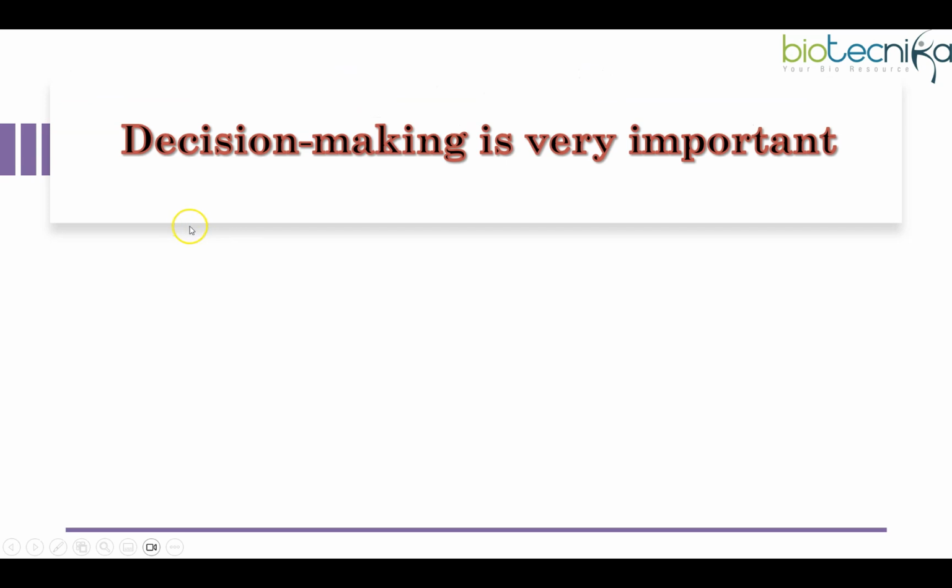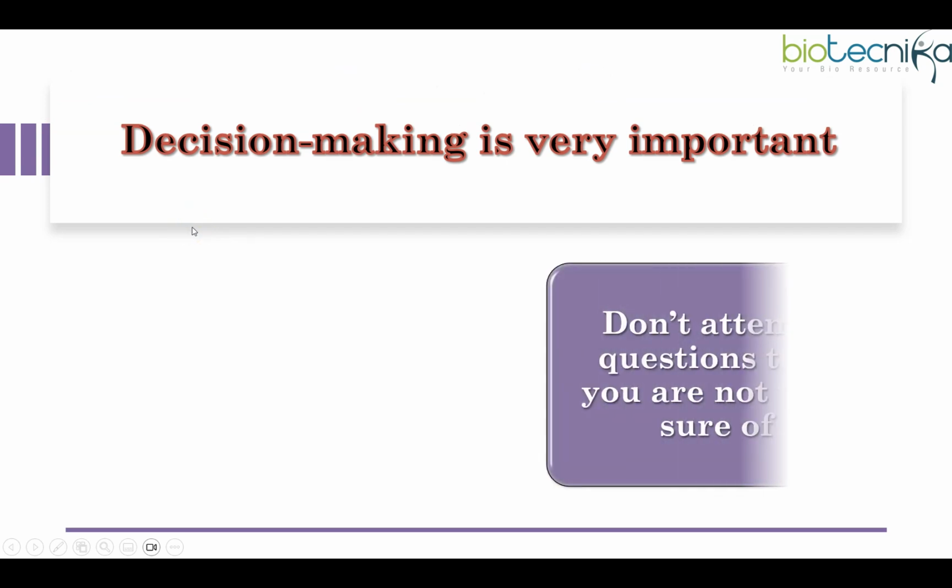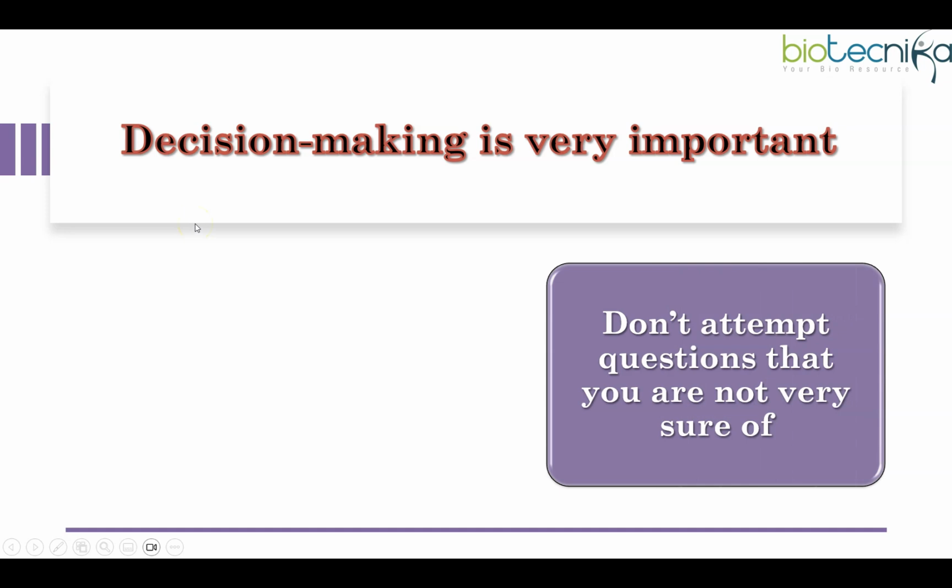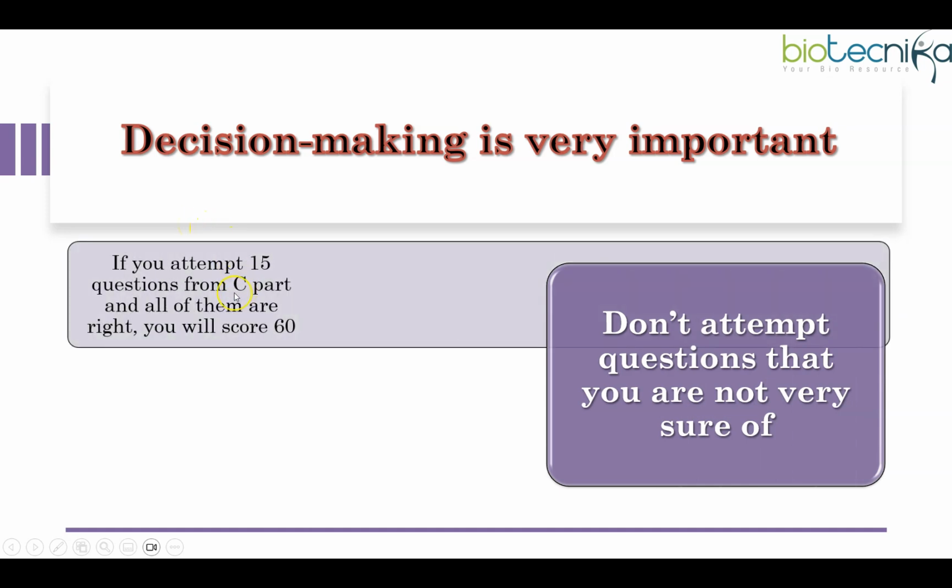Decision making while selecting questions is very important for this exam. Don't attempt questions that you are not very sure of. We know that in Part C, you have to attempt a total of 25 questions. Out of 75 questions, you have to attempt only 25, isn't it? But even if you attempt 50 questions from Part C and all of them you get right, each Part C question carries 4 marks. Totally, you will be getting 60 marks.